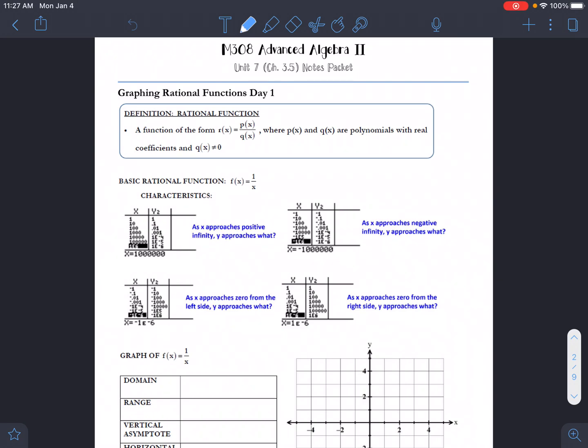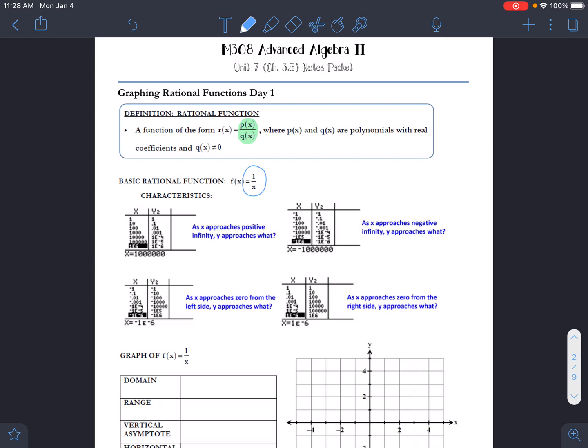Hey everyone, so today we're going to be talking about graphing rational functions, day one. The first thing we want to do is just define what a rational function is. A rational function is a fraction of two polynomials, like x squared plus 2x plus 5 over x minus 7, or the numerator could just be a constant, and q of x can't be 0 since we wouldn't want it to be undefined. So the basic rational function is 1 over x.